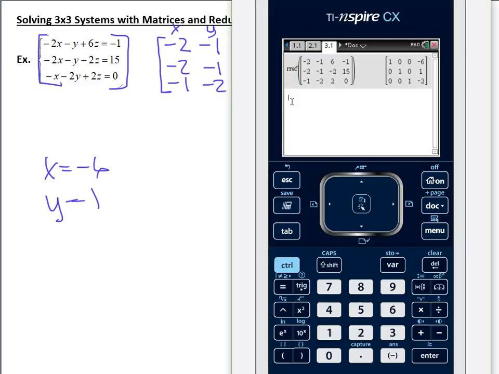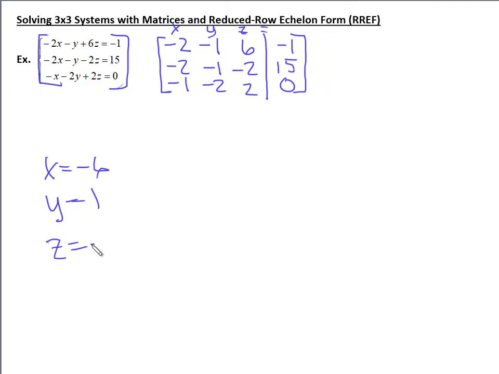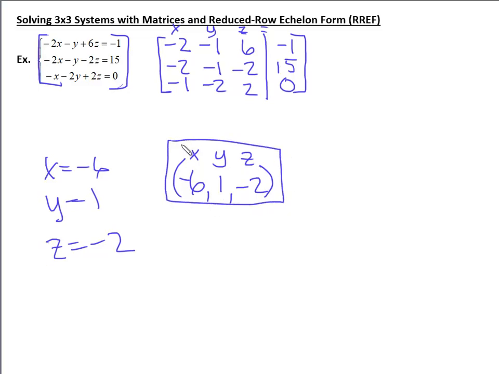And then in my z column, 1z is equal to -2. Of course, I could check this by plugging in. Sorry, that got really sloppy, but I'd write my system as -6, 1, -2. That's my x, y, and z solution. And my calculator just saved me a ton of time, as you guys remember, trying to solve these by hand. So that's a pretty cool method.